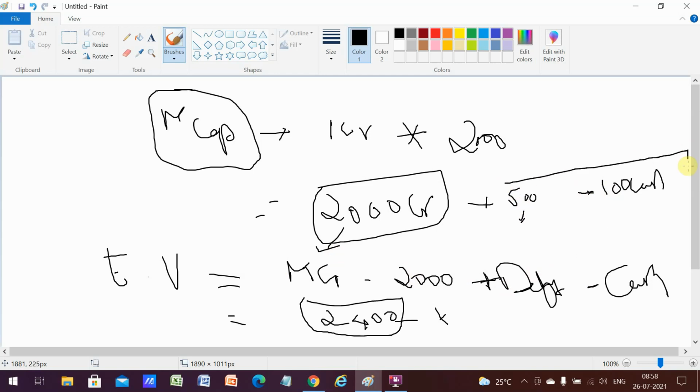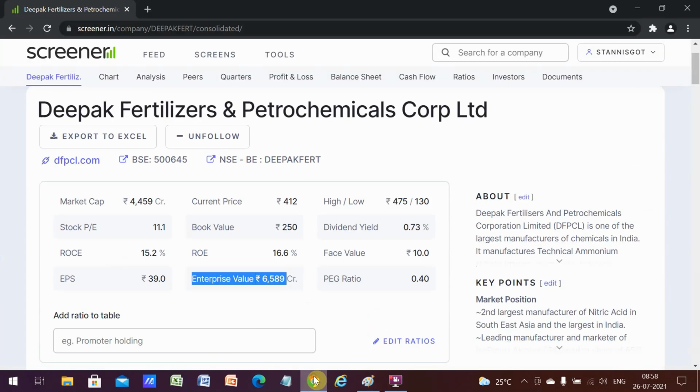So here, if you have to settle the banks, 500 is the loan, and 100 you have in your bank account. So only 400 you are going to spend to close the liability, right? That is why 2000 plus 400 is going to be your enterprise value, which you are going to spend to buy the whole business of that particular company. So if you want to buy the whole of Deepak Fertilizer, you have to spend 6589 crores.